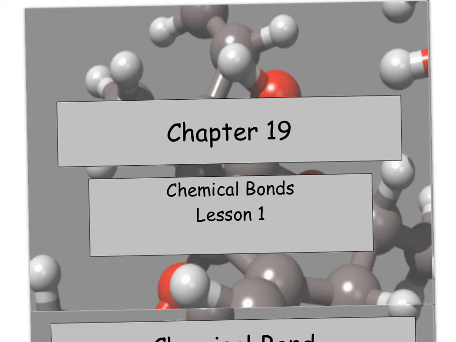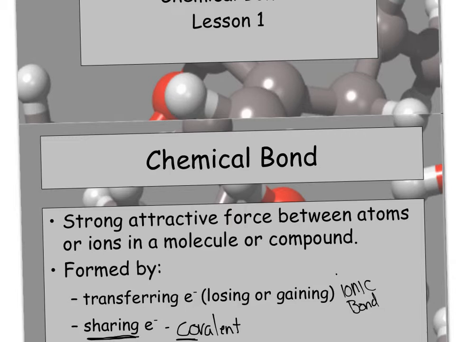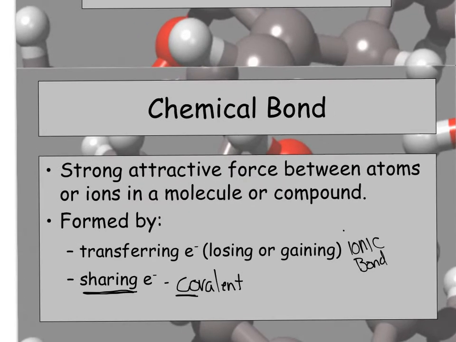This lesson is going to be on chemical bonds, and the whole purpose as to why chemical bonds happen, why they occur, and so that's what we're going to look at here. Chemical bonds: a strong attractive force between atoms or ions in a molecule or a compound. Now there's two bonds that we're going to talk about.